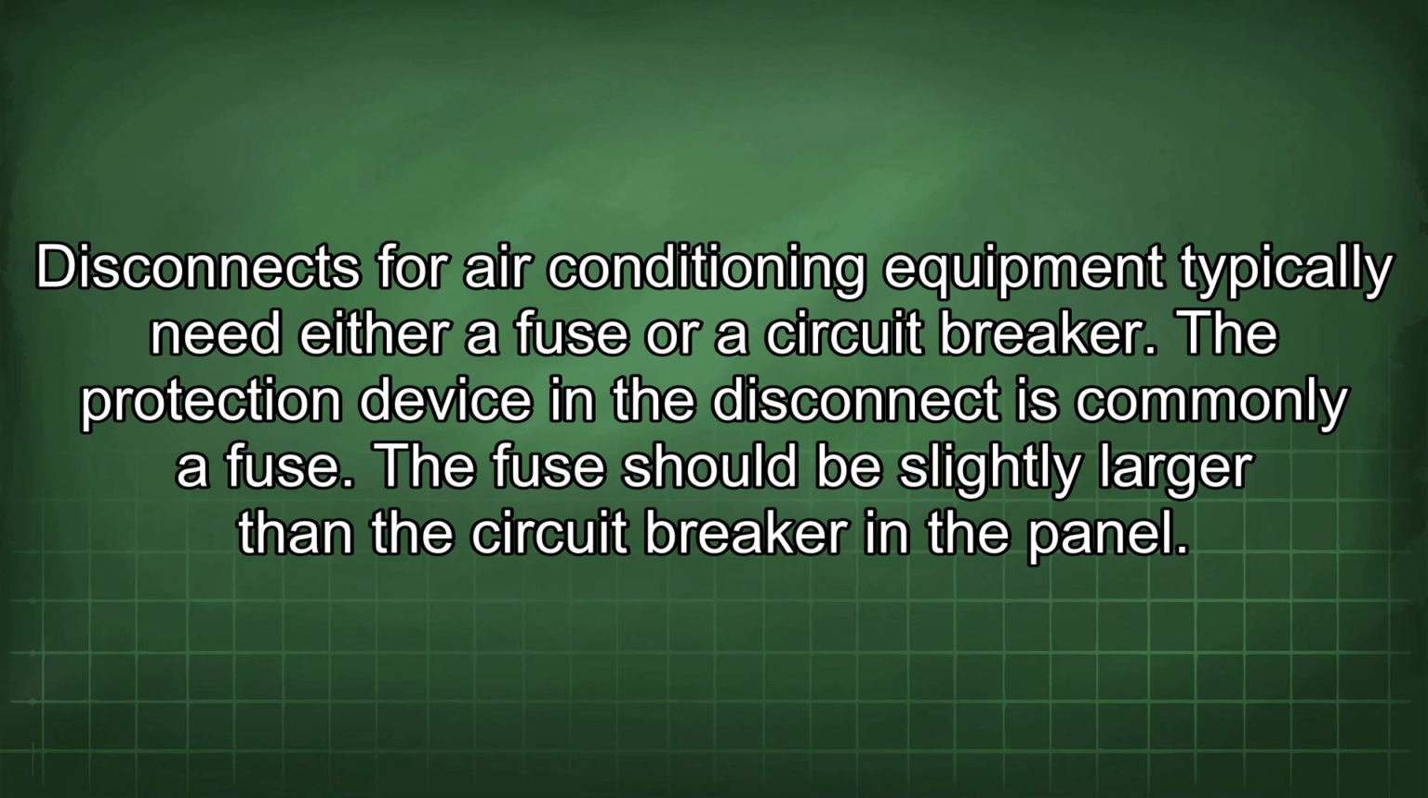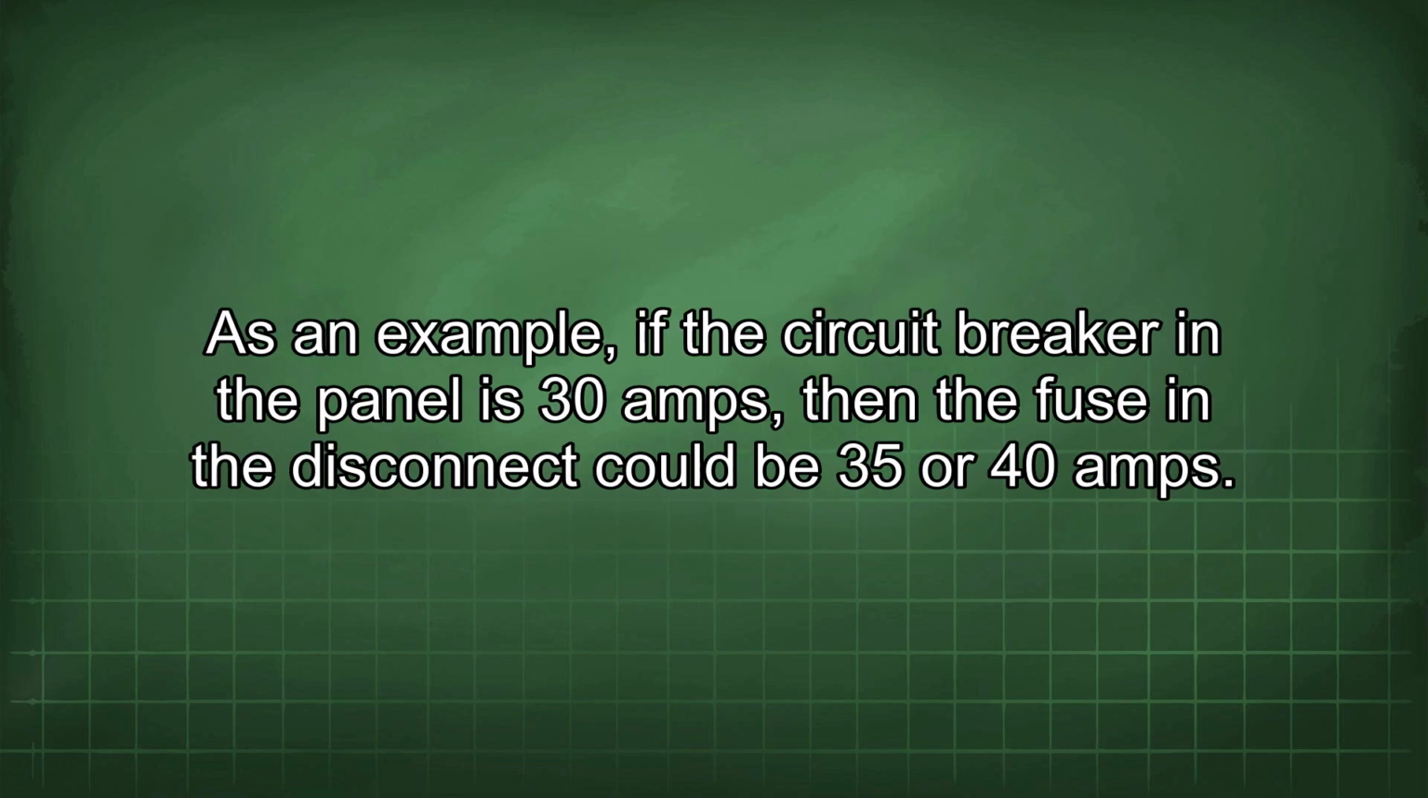Disconnects for air conditioning equipment typically need either a fuse or a circuit breaker. The protection device in the disconnect is commonly a fuse. The fuse should be slightly larger than the circuit breaker in the panel. As an example, if the circuit breaker in the panel is 30 amps, then the fuse in the disconnect could be 35 or 40 amps.